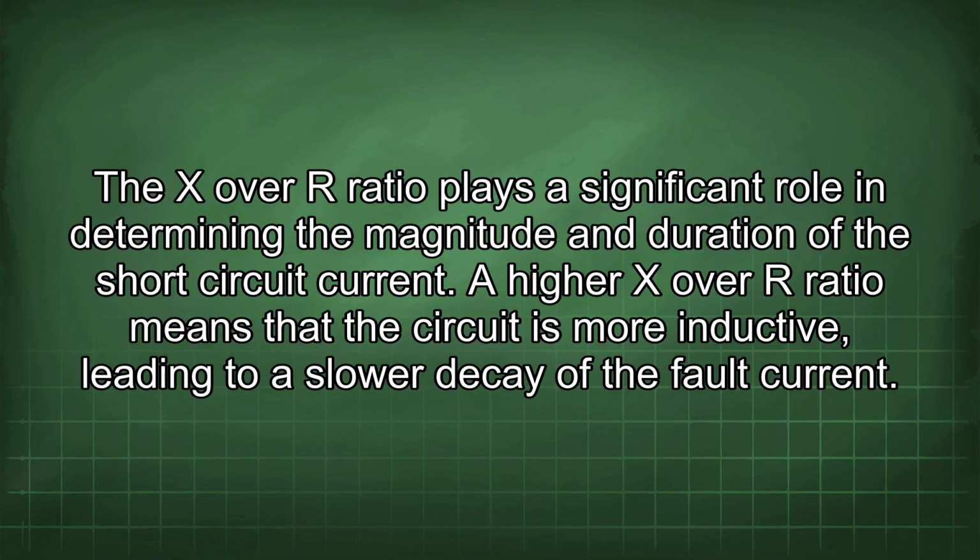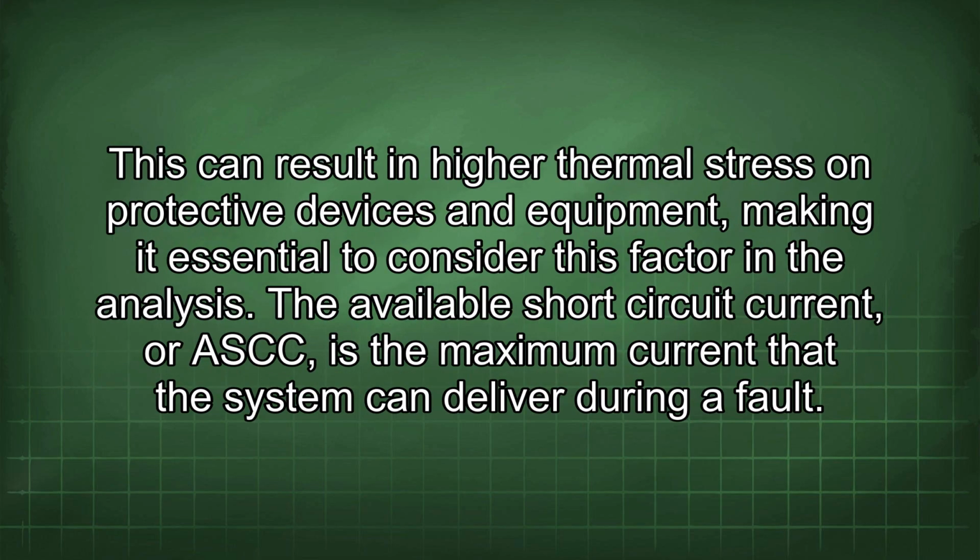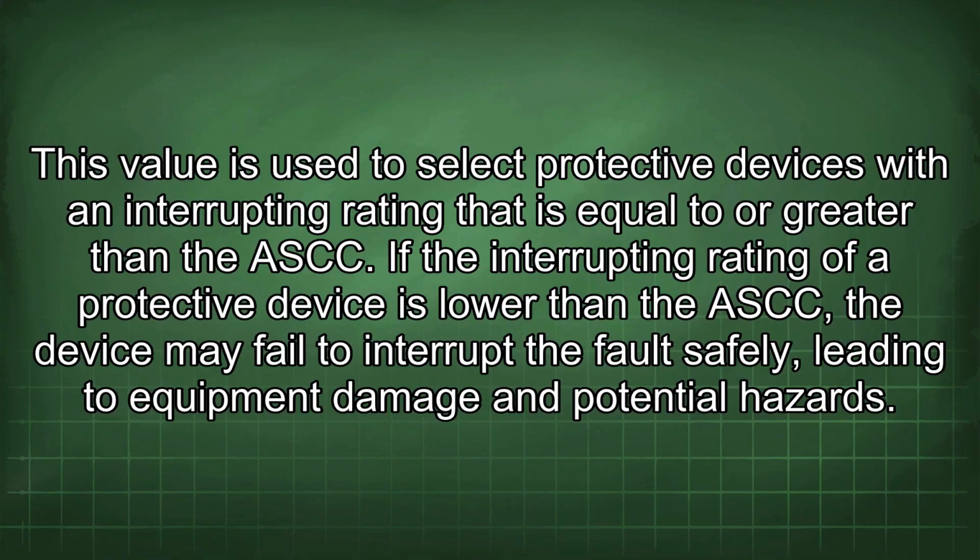A higher X/R ratio means that the circuit is more inductive, leading to a slower decay of the fault current. This can result in higher thermal stress on protective devices and equipment, making it essential to consider this factor in the analysis. The available short-circuit current, or ASK, is the maximum current that the system can deliver during a fault. This value is used to select protective devices with an interrupting rating that is equal to or greater than the ASK. If the interrupting rating of a protective device is lower than the ASK, the device may fail to interrupt the fault safely, leading to equipment damage and potential hazards.